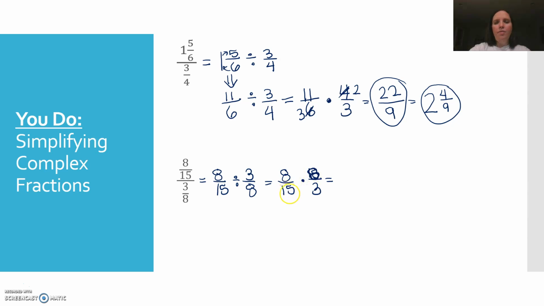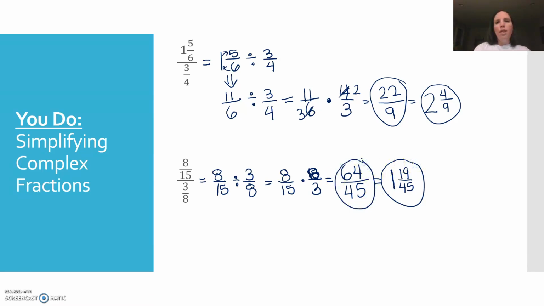8 and 15 don't have any common factors. 8 and 3 don't have any common factors. So all we can do is multiply. 8 and 8 is 64. 15 times 3 is 45. And you could leave your answer as 64 over 45, or 45 goes into 64 once with 19 left over. So either one of those answers would be okay.